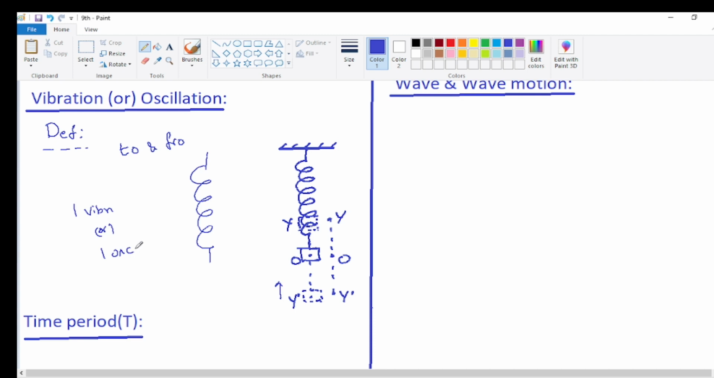This term is also very important. Terminology is very important here. So always in science and technology, terminology plays a very important role. Every term has an exact definition. Exactly it has been defined. So how is one vibration defined?